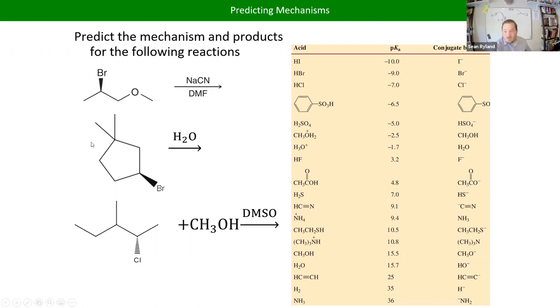All right, so if it's in water, that's a protic solvent, right? Which favors SN1. We've still got bromide, which is a pretty good leaving group, also favors SN1.